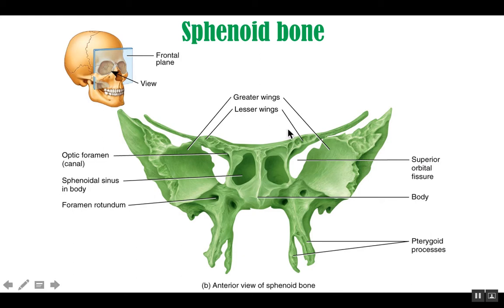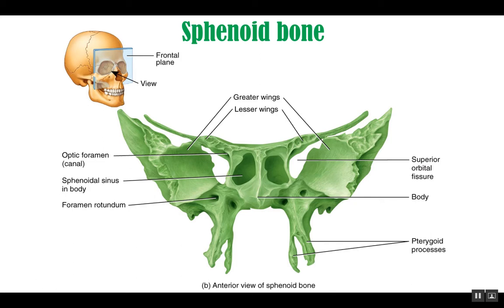They actually call these structures the lesser wings, and this structure here the greater wing. You can notice that there are sphenoidal sinuses. Again, looking at this view, there's a few processes that stick down from it called pterygoid processes.